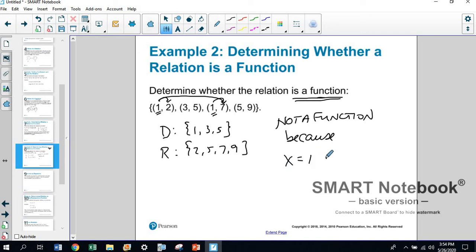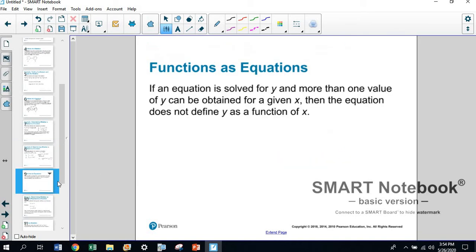Because x equals 1 gives us y equals 2 or 7. And that's not okay. Not a function. Okay? All right. Now, functions as equations, we will start writing functions, and we've seen these before, right?